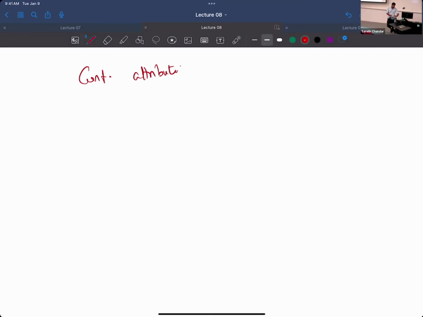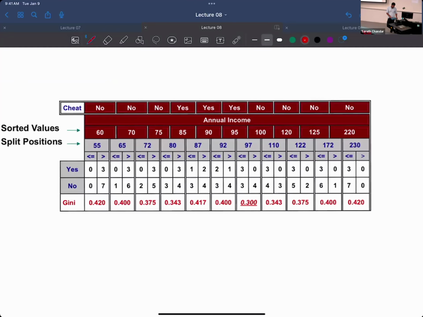Right, for example, let's take income. A naive way to do this is to consider every possible income, do the two-way split, and compute the Gini. So it's going to be a very expensive idea. There's actually a more efficient way to handle a continuous attribute like income.